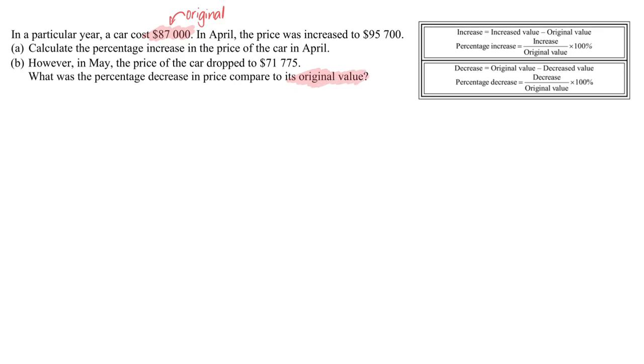In April of that year, the price increased to $95,700, and therefore we are required to find the percentage increase. So part A is pretty straightforward.